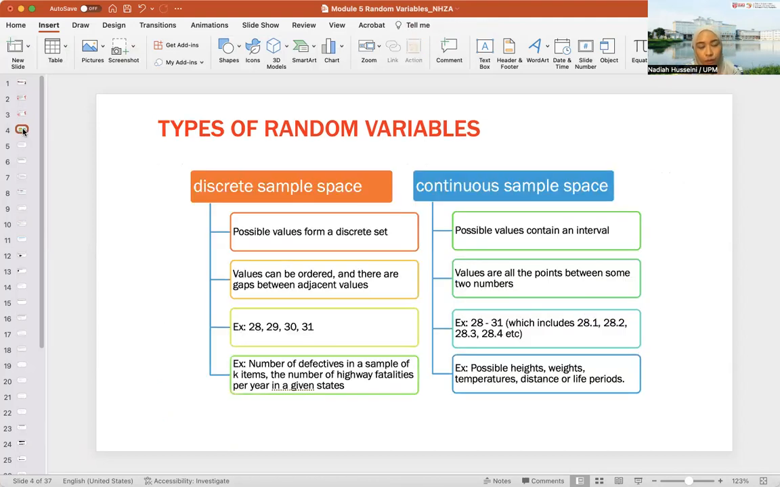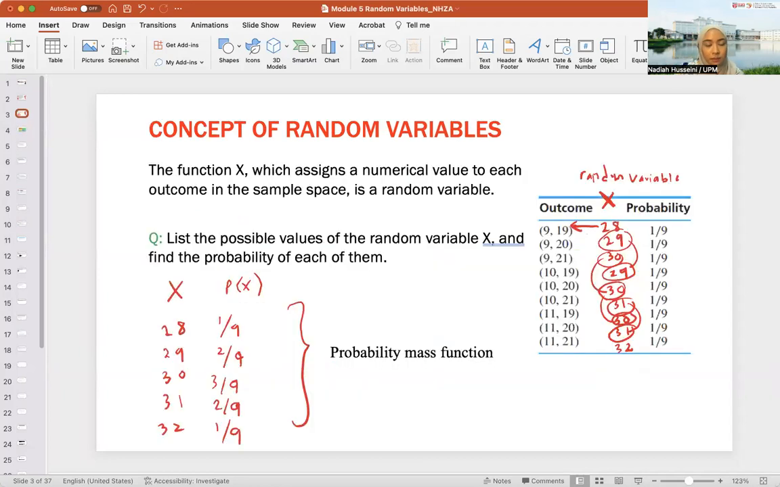Moving on. Before we dive deeper into random variables, we need to know that there are 2 types of random variables, which come from a discrete sample space and a continuous sample space. The one that we talked about in this table is called the discrete sample space, and we're going to discuss why that is.